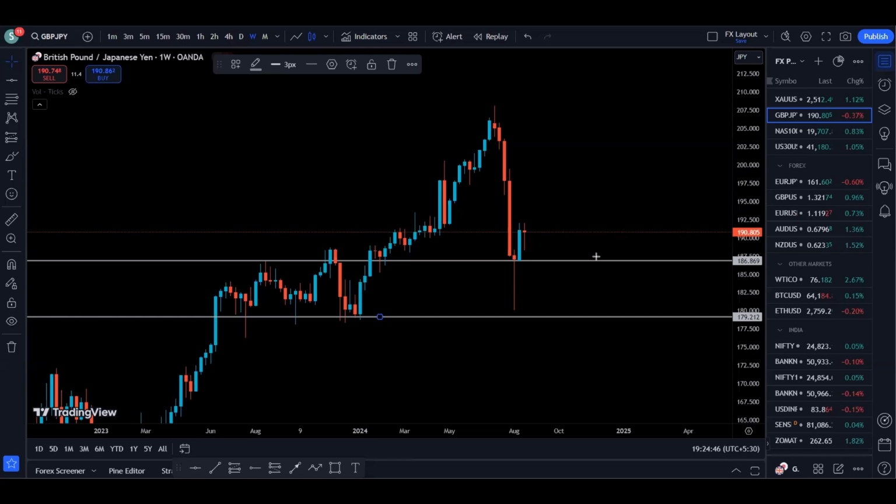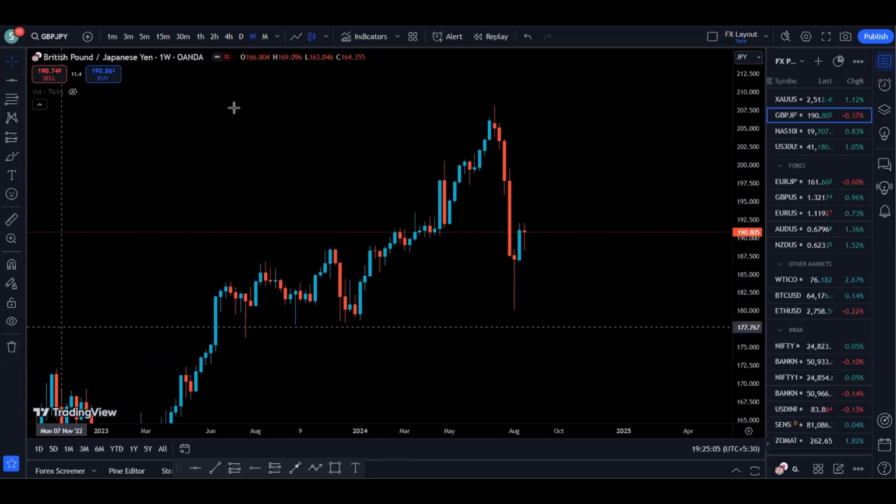So also now if we break this support, basically get a weekly candle close below this support, again there is a very high probability for the price to go down to the next support, because we already have clean range on the left hand side. So that is something on the weekly time frame.